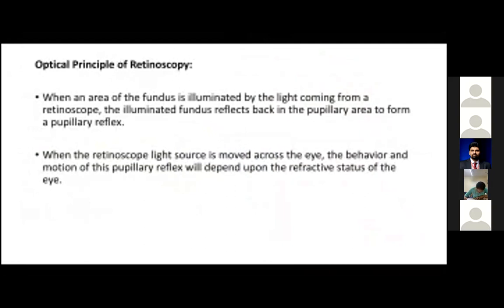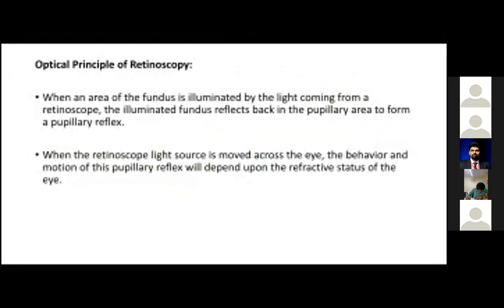So the optical principle is that when an area of the fundus is illuminated by light coming from the retinoscope, the illuminated fundus reflects back into the pupillary area to form a pupillary reflex. And when the retinoscope light source is moved across the eye, the behavior and motion of this pupillary reflex will depend upon the refractive status of the eye.